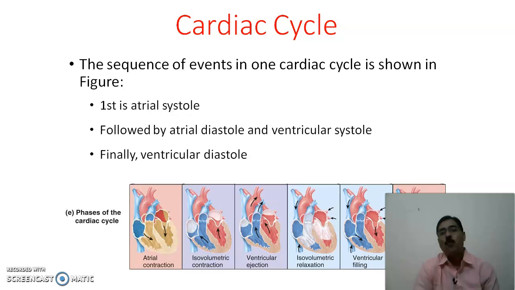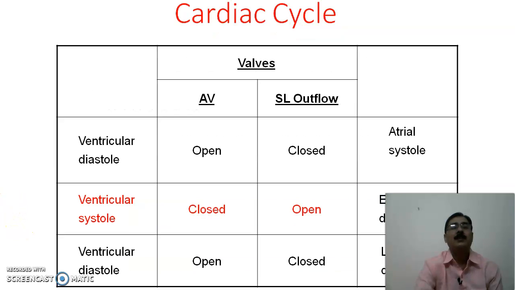Then isovolumetric relaxation, that is relaxation of the ventricle, where the volume of the ventricle remains the same but it is in the relaxed phase. Then during the diastole, the ventricular filling starts and again the atrial contraction begins. So these are all the phases of a cardiac cycle.